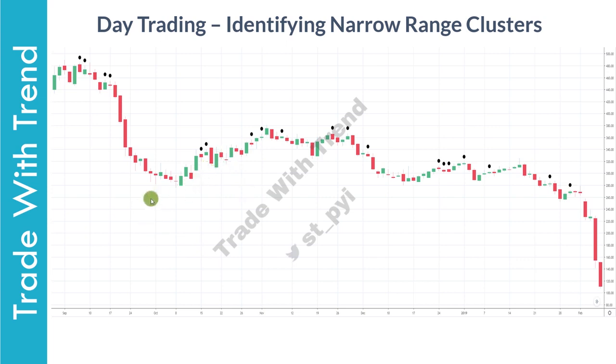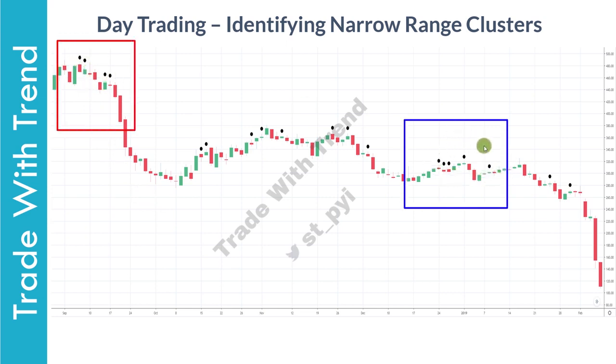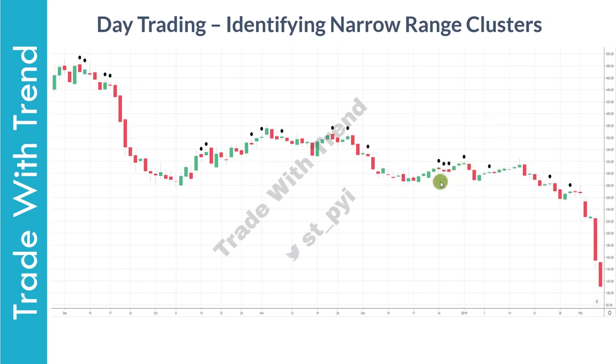In this chart, there are 2 regions that qualify as a valid narrow range cluster. These regions are marked here and at this particular point. Now, these are the 2 regions where there are 4 narrow range candles that are visible among the last 7 to 9 candles on the chart. I haven't included these 2 regions here as there are only 2 and 3 narrow range candles in this section.